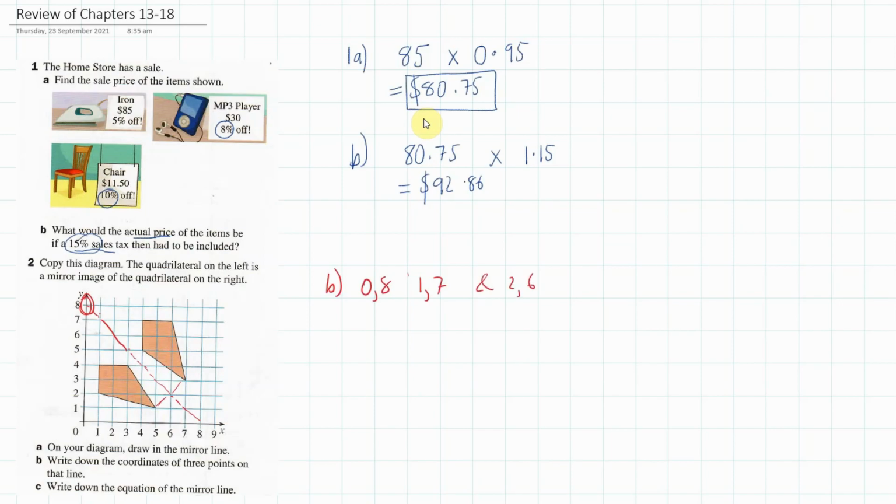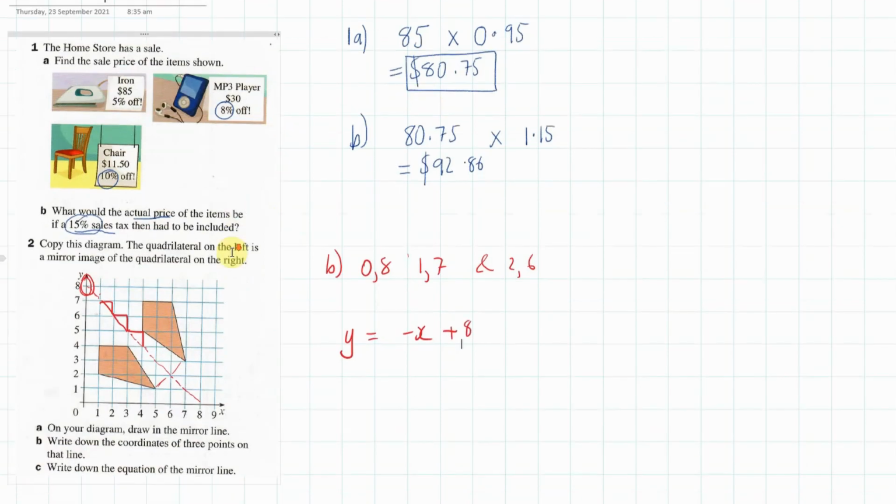Now, we've got to write the equation of the line. Well, the gradient, every time we go across 1, we go down 1, across 1, down 1, across 1, down. So we know it's a negative x graph, and then the intercept, where it crosses the y-axis, is positive 8, so minus x plus 8, and that would be the equation of that line. All right, let's move on.